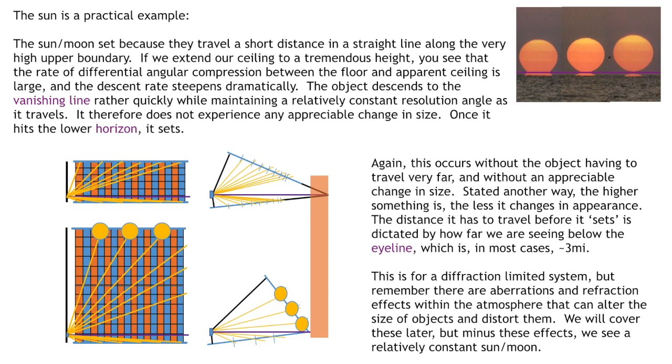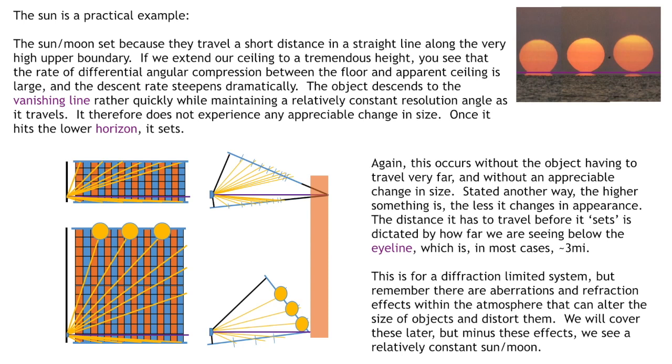So, as you probably have guessed, the sun is a practical example of this. The sun and moon set because they travel a short distance in a straight line along the very high upper boundary. If we extend our ceiling to a tremendous height, you see that the rate of differential angular compression between the floor and the apparent ceiling is large, and the descent rate steepens dramatically. So the object descends to the vanishing line rather quickly while maintaining a relatively constant resolution angle as it travels. It therefore does not experience an appreciable change in size. Once it hits the lower horizon, it sets.